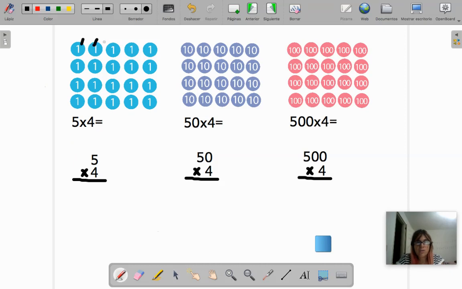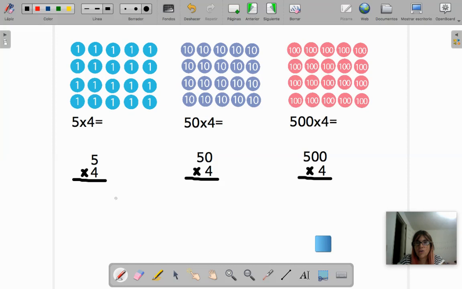1, 2, 3, 4, 5. It's the same. 1, 2, 3, 4, 5. 1, 2, 3, 4, 5. Again, we have 5 on each line, and we repeat them in all of them.